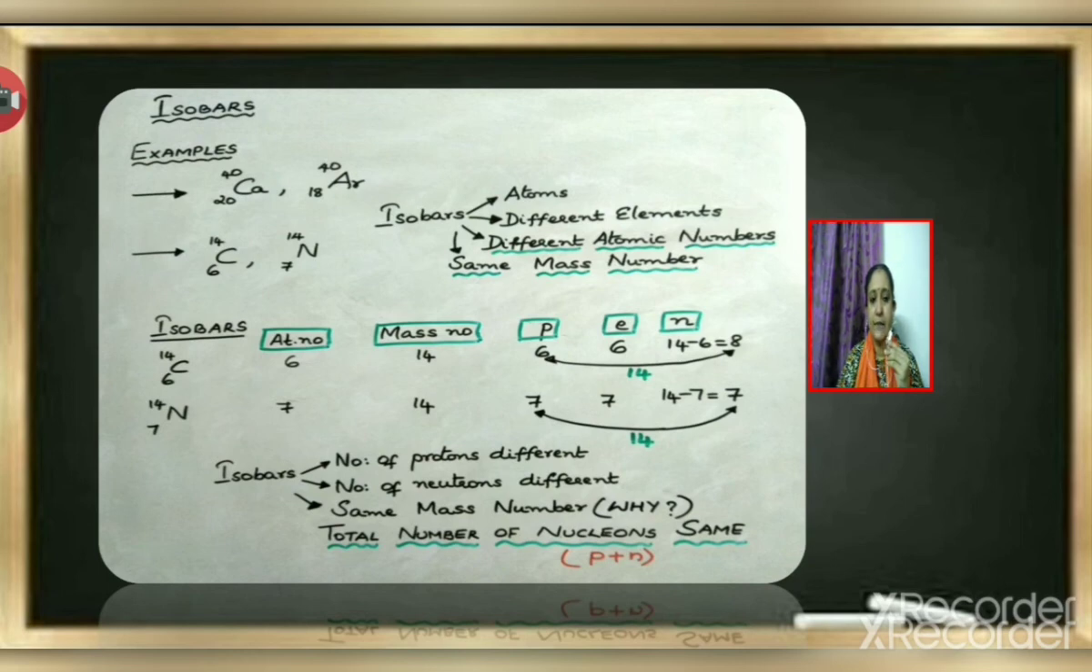Now consider N 7 14. Atomic number 7, mass number 14. Since atomic number is equal to 7, number of protons and number of electrons will be both equal to 7. And what will be the number of neutrons? 14 minus 7, which is equal to 7. Therefore, we can conclude that isobars have different number of protons. They have different number of neutrons, but they have the same mass number. Why is it so? It is because the total number of nucleons is the same in both the atoms.